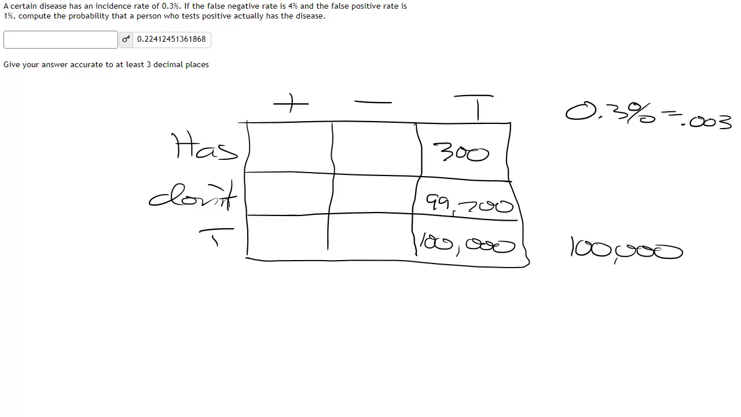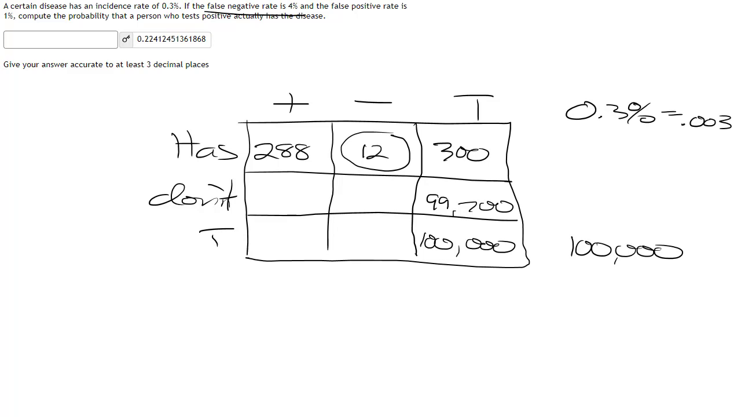Now we come back and say, a false negative is 4%. Well, a false negative, remember, is when you get a negative result, but you actually have the virus. So a false negative happens here. So this would happen 4% of the time. So we just have to take 4% of 300, and that gives us 12. And that means that the difference, 300 minus 12, the 288, would get an accurate positive, right? They get a true positive.